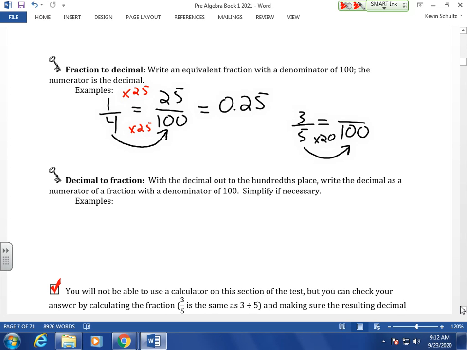Whoop. Meant to be on red here. 5 times 20. So we're going to multiply 3 by 20 as well. And what's the numerator of that fraction? 3 times 20 is what? 60. Okay? 60 over 100, we've got the denominator that we want here. 60 over 100, or 60 hundredths.